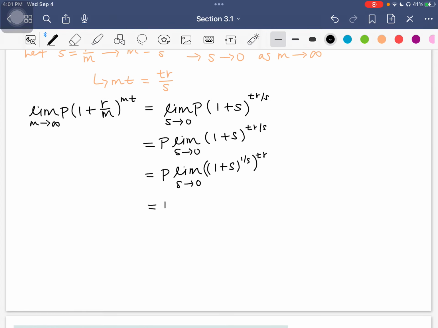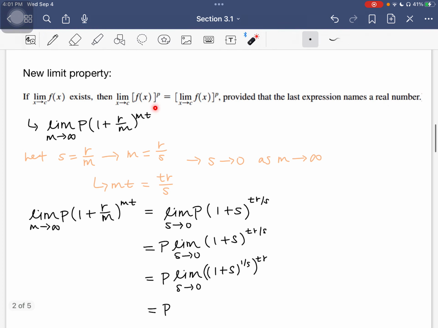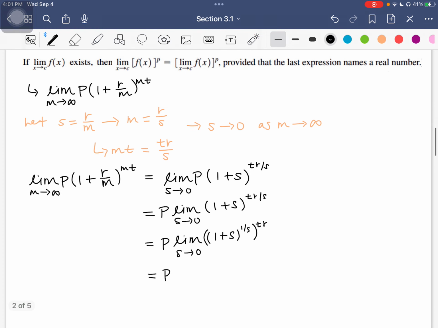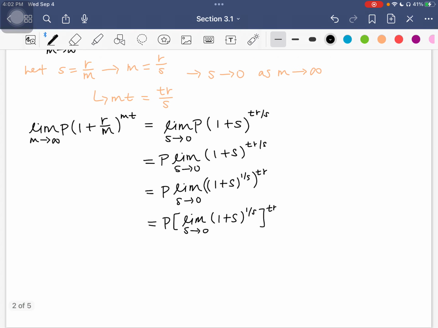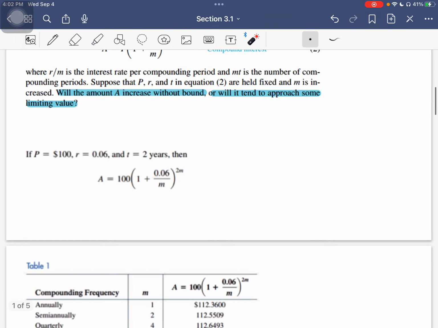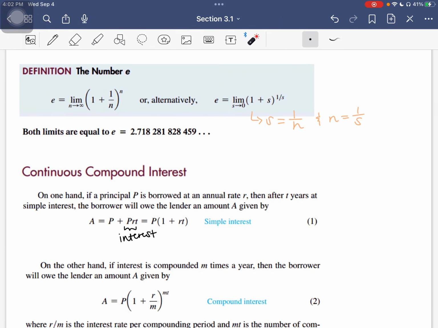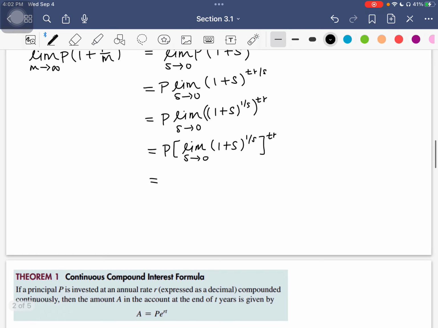And lastly, using our new limit property here, we get all raised to T times R. All right. And then simplifying this, we know that the limit of this guy as S approaches 0 is just equal to E. So our formula becomes P times E to the power R times T.